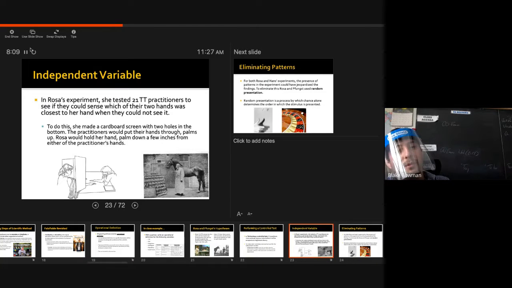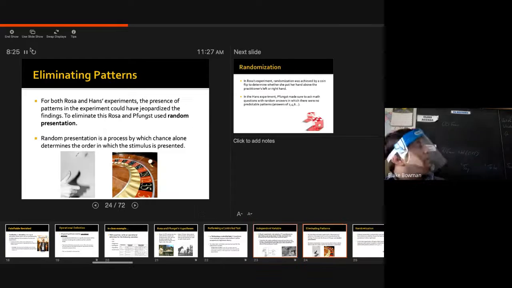All right, so this is explaining it. I already kind of went over it with these independent variables for Emily Rosa's and Clever Hans. So I already went over that already. Are we good with it? You guys understand independent variable with these two studies? All right, good.